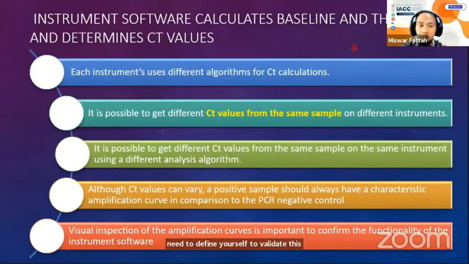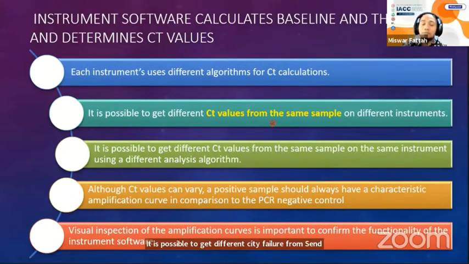And this is very important, because if we have more than 2 types of instruments, different instruments can calculate the baseline and threshold differently and determine the CT value. That is why each instrument uses a different algorithm for CT calculation. It is possible to get a different CT value from the same samples.